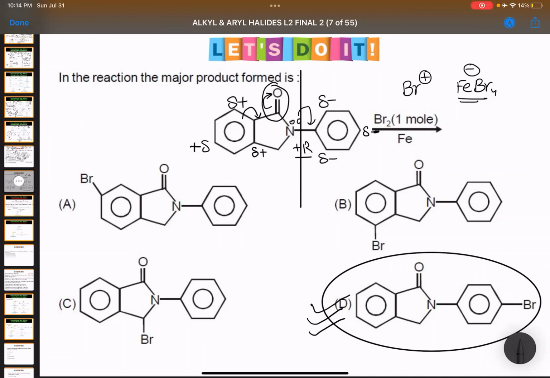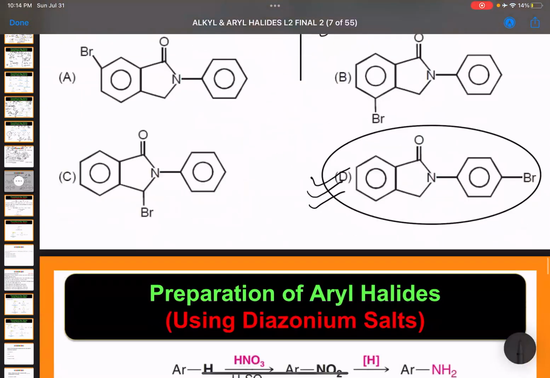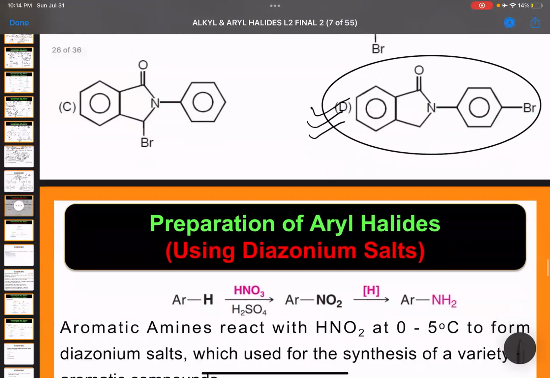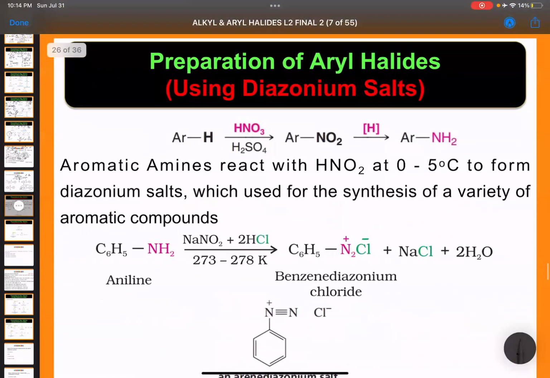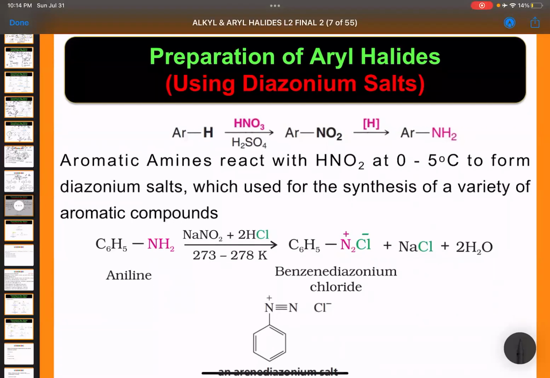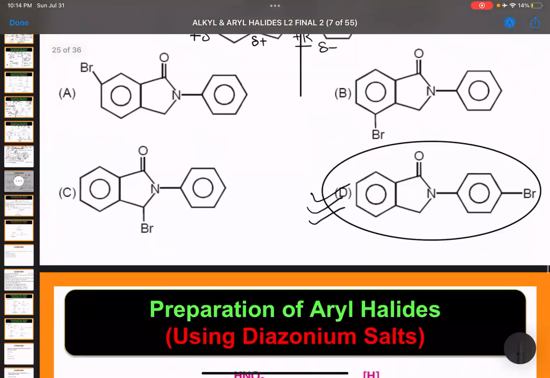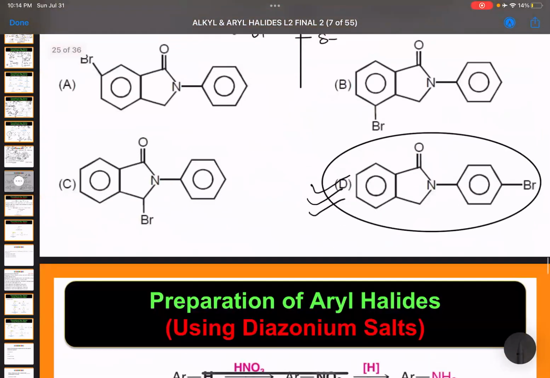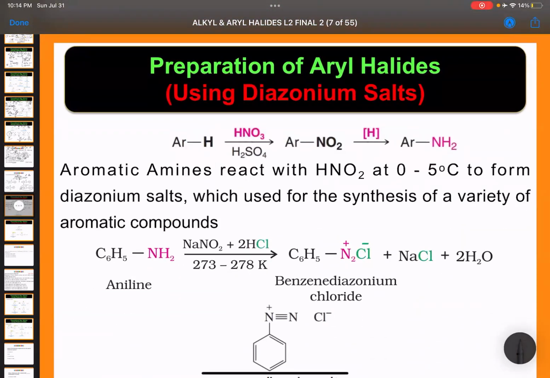So I hope this is clear. Very simple question. Very, very important. Okay. Now let's move to some other ways of putting halogens. These were the direct ways of putting halogen. We have not only seen how to put halogen, we have also seen how the group attached to benzene affects its electron density and makes it more reactive or less reactive as compared to benzene, and how that group affects the orientation of the electrophile being joined.